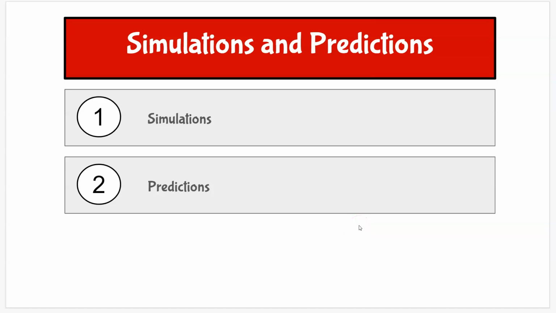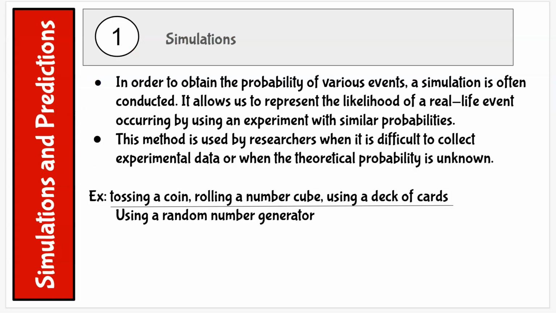Hi guys, in this video we're going to talk finally about simulations and predictions. So a simulation, in order to obtain the probability of various events, we perform simulations. It allows us to represent the likelihood of a real-life event occurring by using an experiment with similar probabilities.